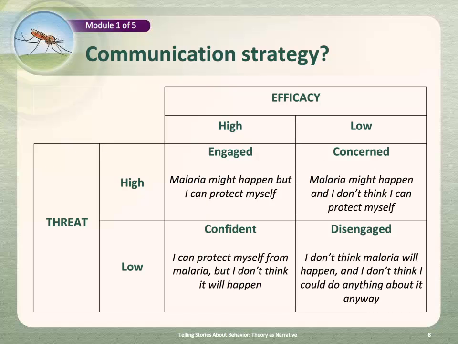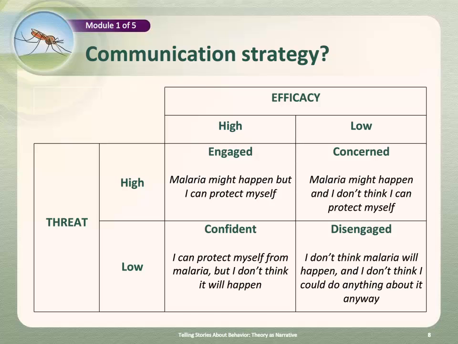So how does this theory help us to develop a communication strategy? One of the nice things about this perspective, risk management or EPPM, is that it can help us to segment our audience into different groups who might require a different kind of narrative. Efficacy perceptions can be divided into high or low. For example, some people might feel very confident that they can control the threat posed by malaria, while other people may feel very little confidence in their ability to control the threat of malaria.